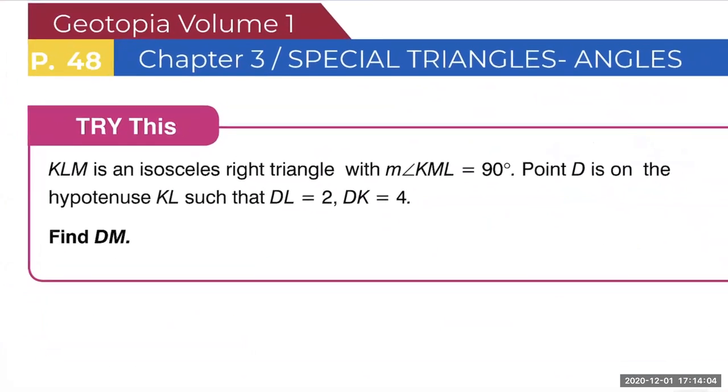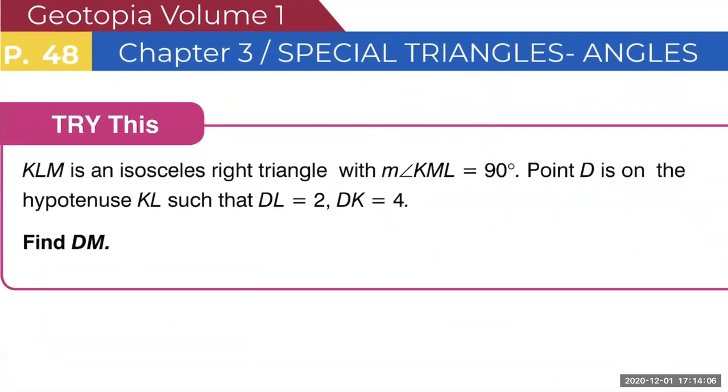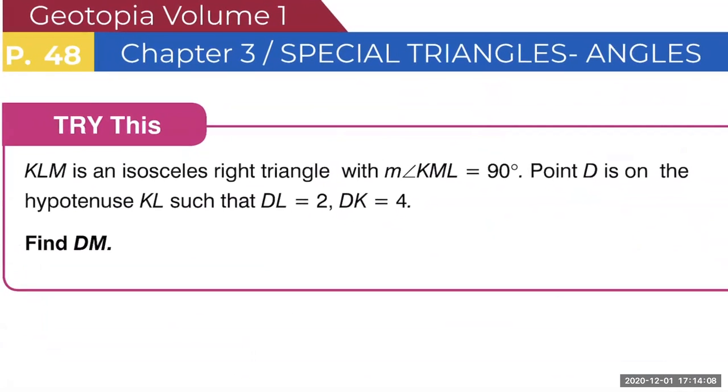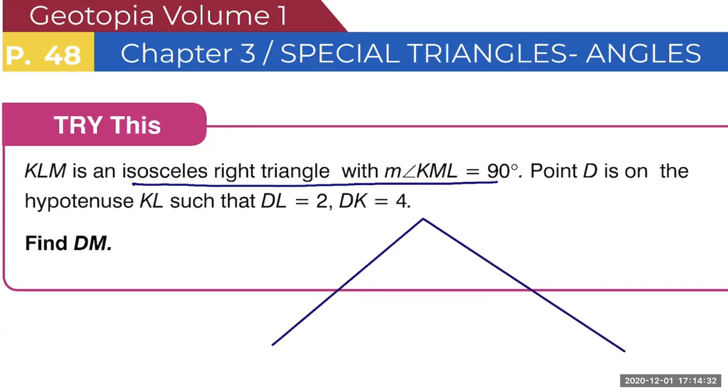So now this one is page 48, chapter 3, side problem. This is a right triangle, what we call an isosceles right triangle, with a 90 degree angle. Let's attempt to create MK, ML.